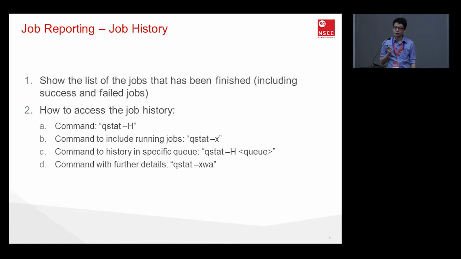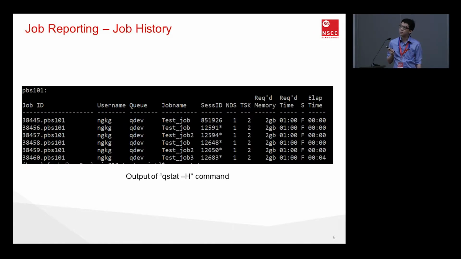This is an example screenshot of the kind of output that you are expecting from the qstat command. You can see all the job IDs, the details, your username, your queue, and all this stuff.